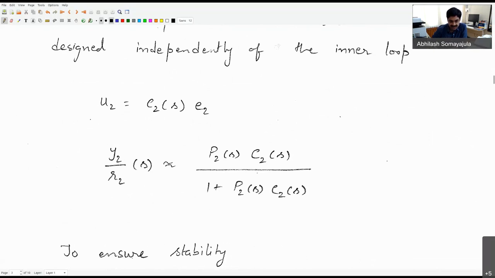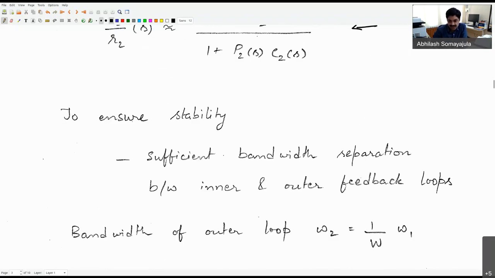in order to ensure that this tracking law for the outer loop can be designed independent of the inner loop, I have to make sure that the bandwidth of the inner loop is much, much bigger than the outer loop, which means that the inner loop should be doing its tracking for more frequencies than what the outer loop is doing its tracking for. Only then can I ensure that this property can be used. If it is the other way around, then what will happen? The tracking will not be ensured and the outer controller may become unstable. Is everybody following me?